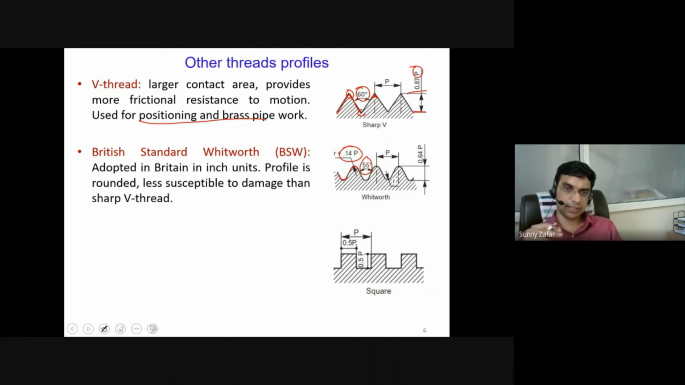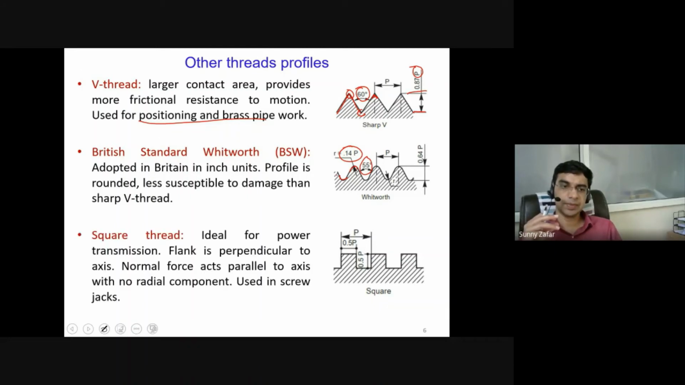So this BSW is also used in that type of scenario where frequent tightening and untightening is there. So instead of using V thread, we'll be preferring the BSW standard thread. Next, of course, is another important form of thread known as the square thread.